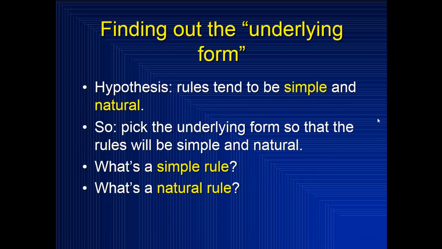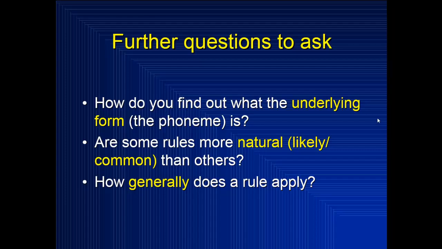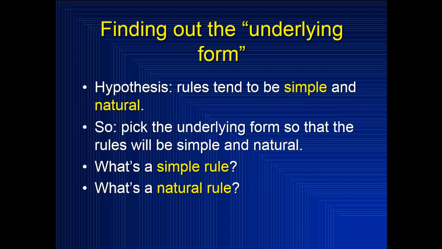Okay, hi everybody. Once again, we are still dealing with the same questions in phonology, and we are trying to answer them. The first question: how do you find out what the underlying form, the phoneme, is? Are some rules more natural, more likely common than others? How generally does a rule apply?